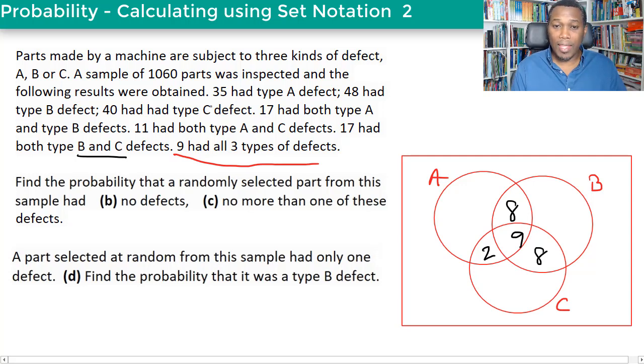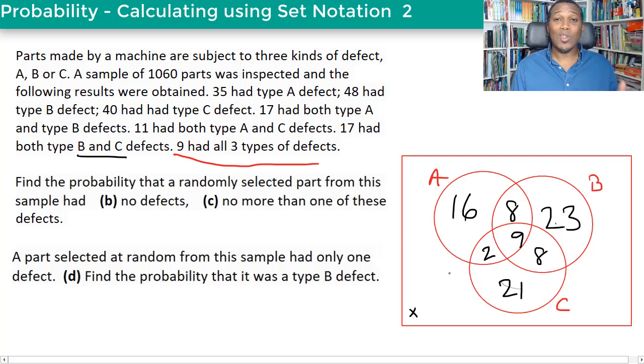After we've done that, we can finish the missing 3. We needed 40 in total for C, so 21 is the missing number. We needed 48 in total for B. We have 8 and 8, 16, and 9, 25, so 23 is what's missing. And then finally for A, when you work through, you should see 16 is what's required to get that total of 35. The entire diagram is filled in, except the region not in A or B or C.